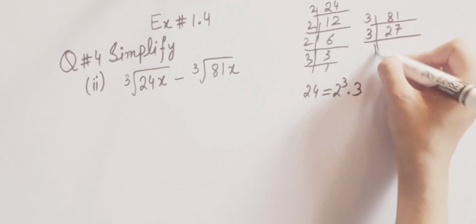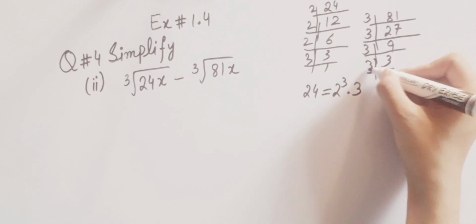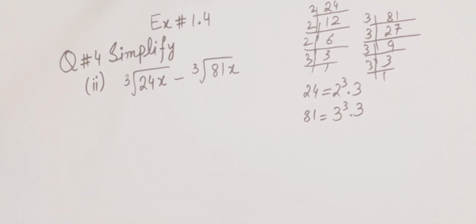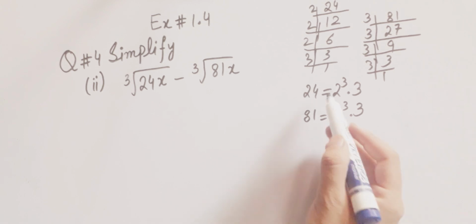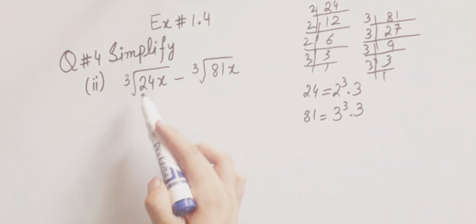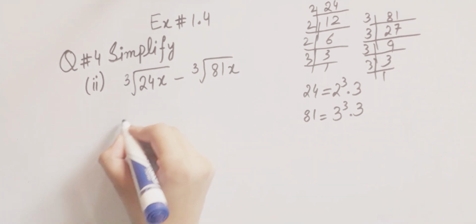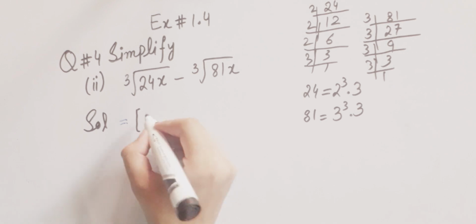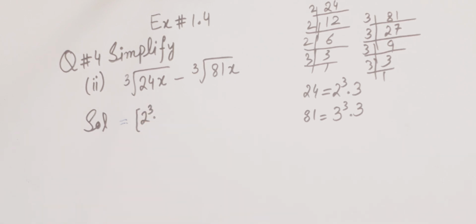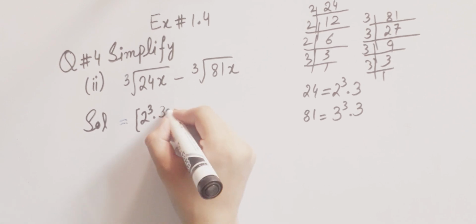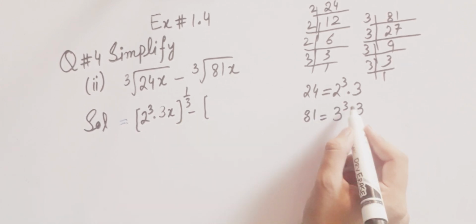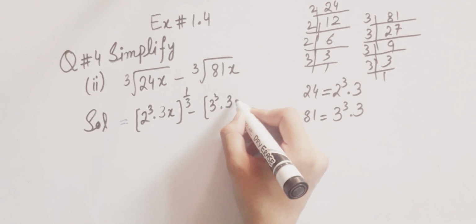Now 9, 3, 3 and 1. We can write 81 as 3 power 3 multiplied by 3, because we have to cancel this 3 by the value of this square root, that is 1 by 3. So we will write this as 24 as 2 power 3 into 3x, and whole power is 1 by 3, minus 81 as 3 power 3 multiplied by 3 into x power 1 by 3.